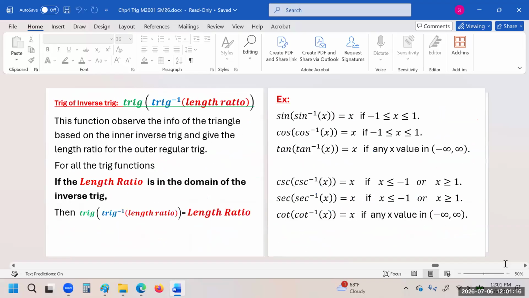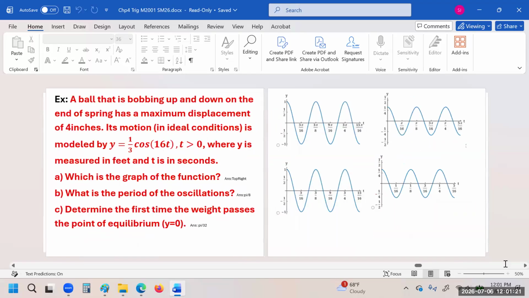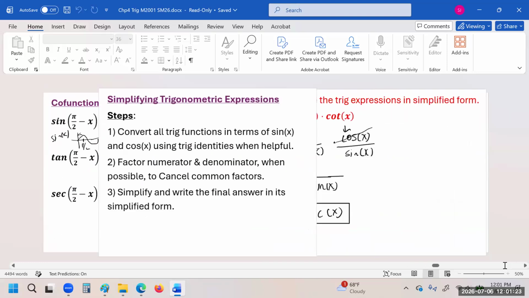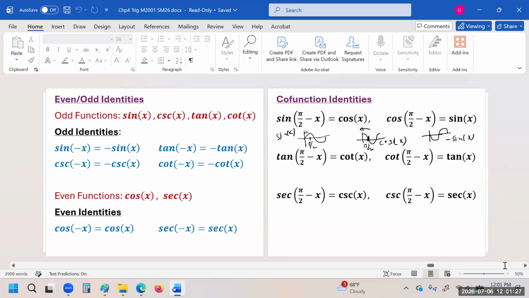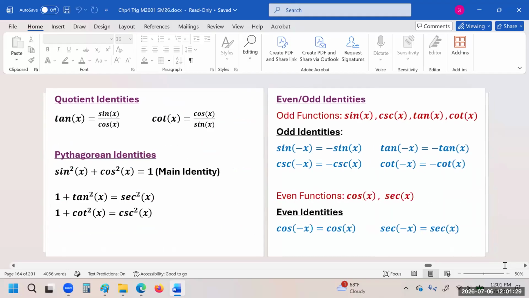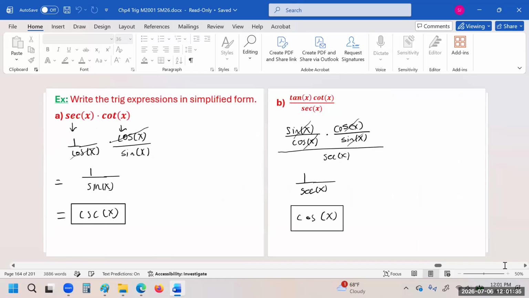Yeah, we learned so many things in trigonometry. Okay, so see, there is one identity: 1 plus tangent square is secant square. If you use this identity, then it will be shorter.